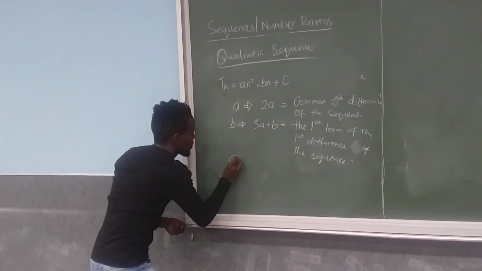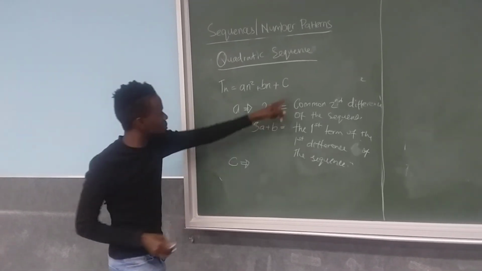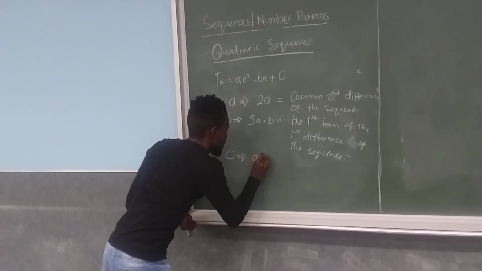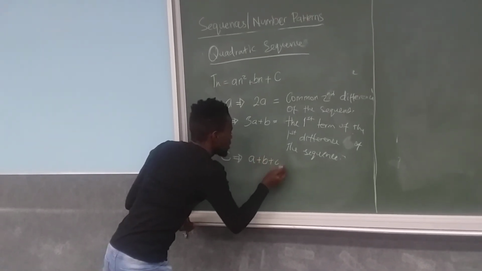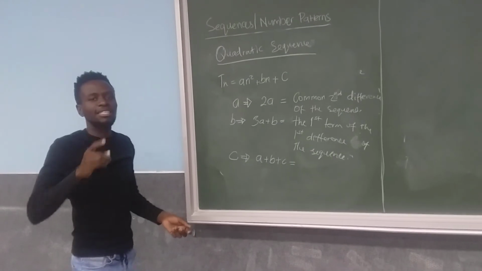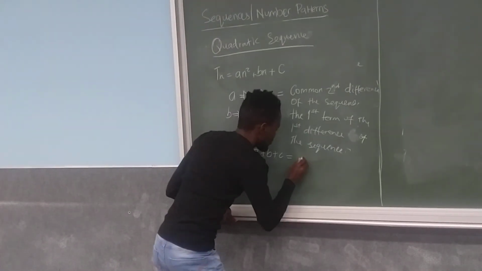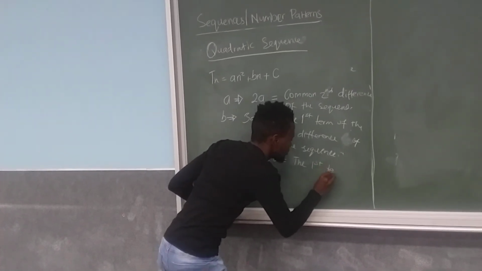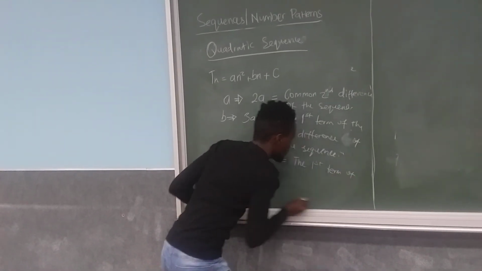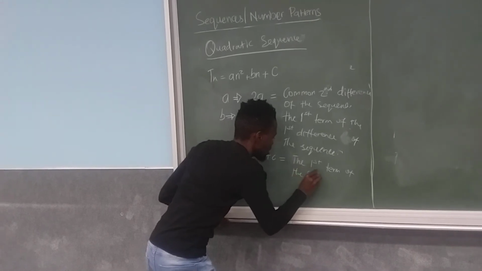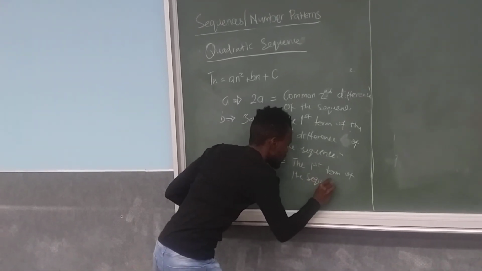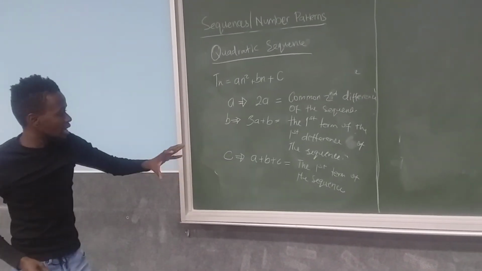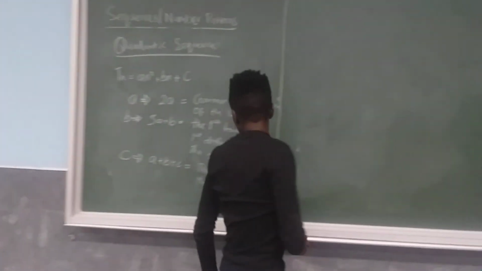Okay, then now our C is going to be found from where? From this A plus B plus C, which is equal to the first term of the sequence. The first term of the sequence. Now it's a different story. It's no longer linear or arithmetic, it's now a quadratic. So that is why it's in this way.